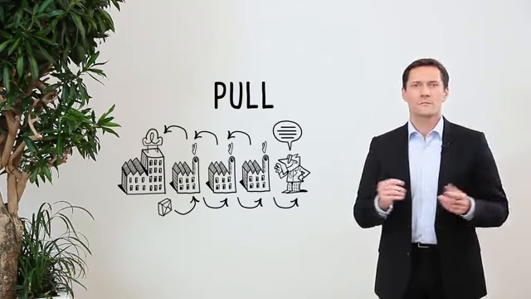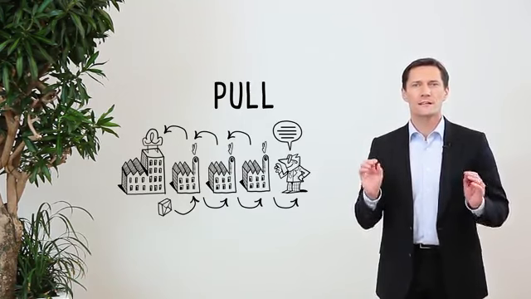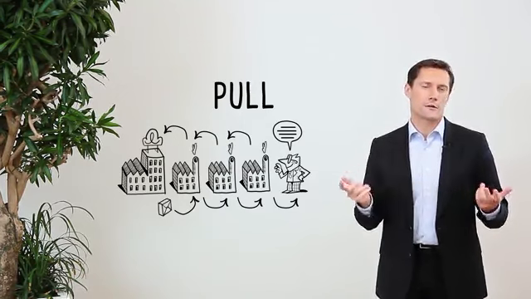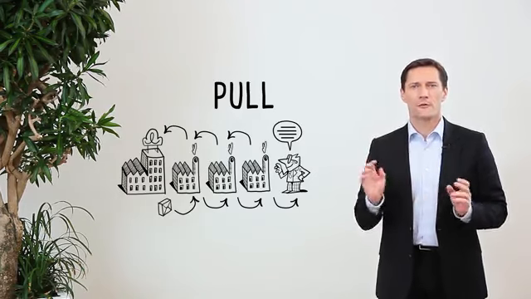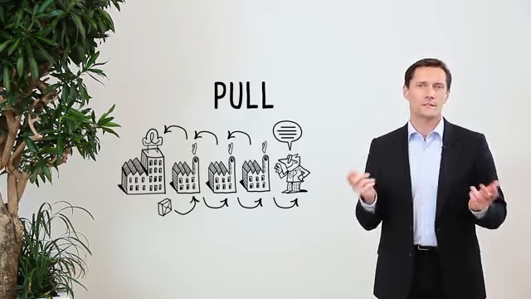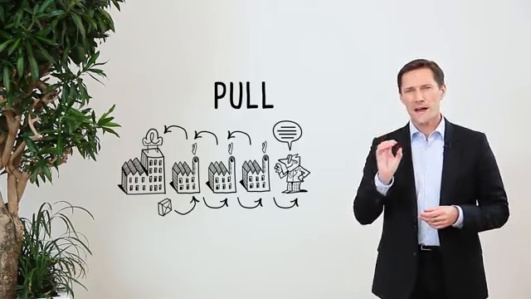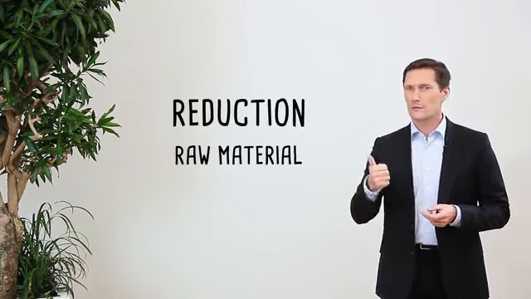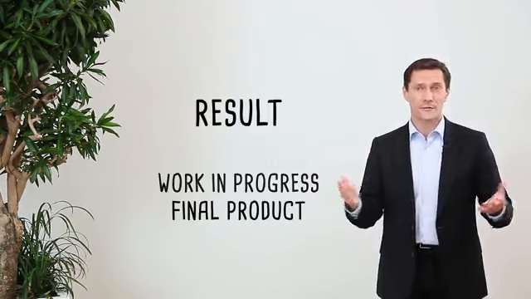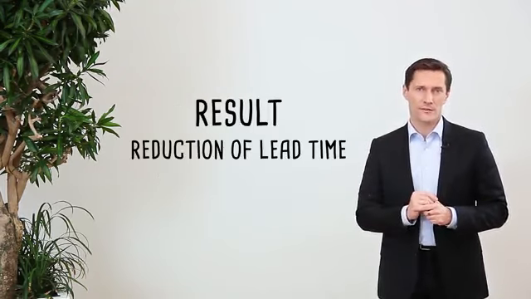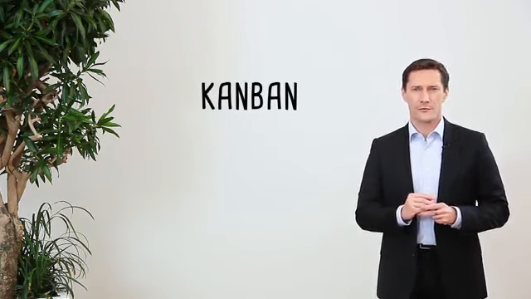So for example, there are pull systems where stock is limited by defined space for products. In a pull system, each process step informs the previous process steps of its needs. This reduces dramatically inventory, so that means a reduction of raw material, work in progress, and final products. And the result is for sure a reduction of lead time as well. Pull can be implemented by applying the Kanban principle.